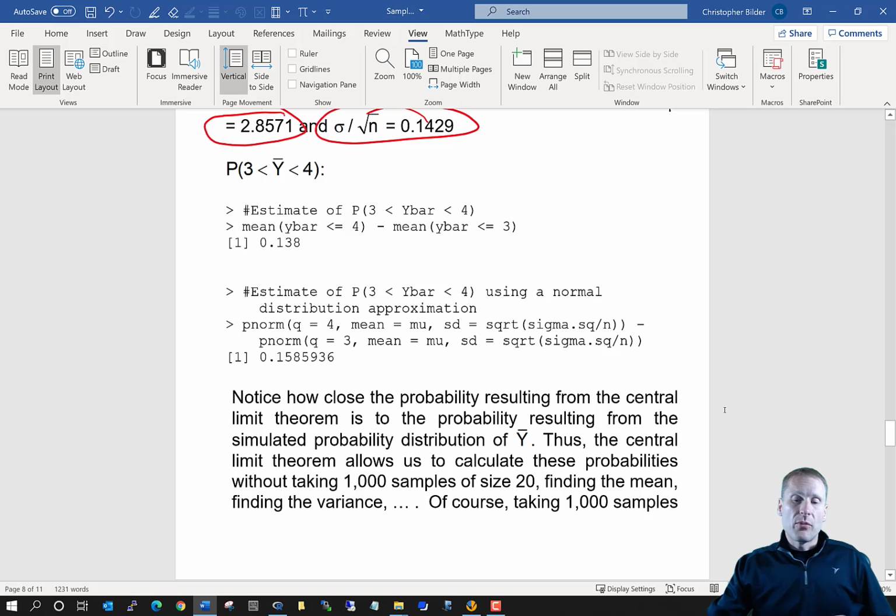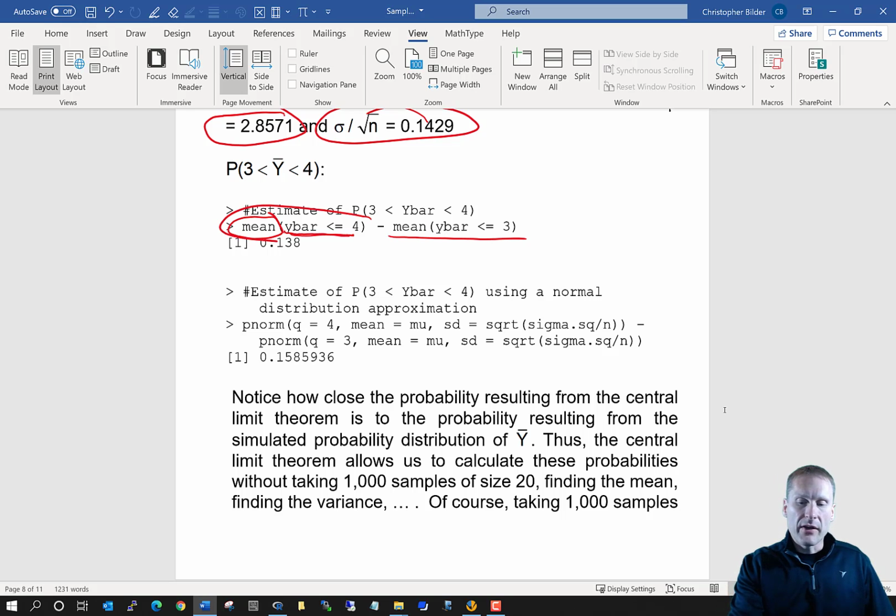I could even go further. Suppose I want to find the probability that y bar is between 3 and 4. Well, using my 1,000 sample means that I have there, I could simply find all my y bars that are less or equal to 4. Remember what R is going to do. It's going to do a logical check, a true or false. And then it's going to convert those trues and falses to ones and zeros once math is done with it, like finding the mean. And I do that with all my y bars. Also, I do for y bar less or equal to 3. And what do I get? 0.138. Now, of course, here, because of how the GPAs work, that will actually be 1 in the end.